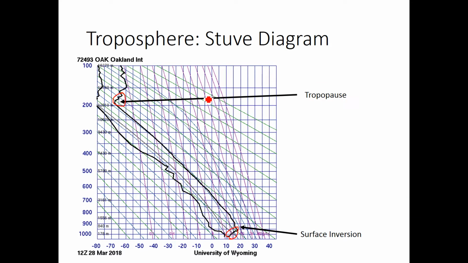Now, how can you distinguish a surface inversion from a tropopause? Well, you can simply look at where the inversion is occurring. If the inversion is occurring down here, near the surface, that's your surface inversion. If it's occurring higher up on your plot, like it is over here, that's your tropopause.